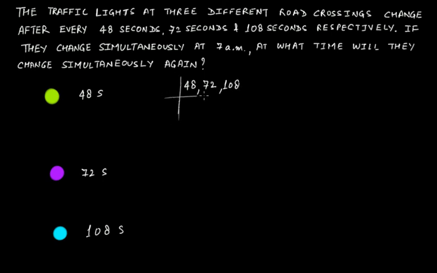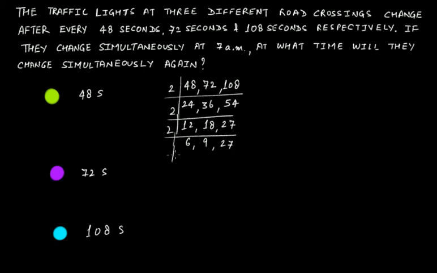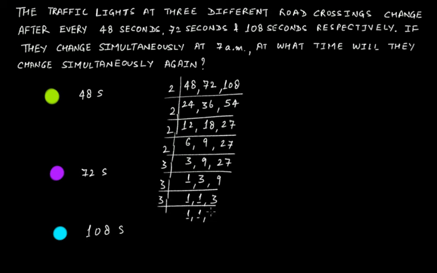If you take out the LCM, this will be 24, this will be 36, this 54; then 12, 18, 27; then 6, 9, 27; then 2, 3, 9; then 1, 1, 3, and so on, dividing by 2 and 3 until we reach 1. Therefore the LCM will be 2 times 2 times 2 times 2, times 3 times 3 times 3.